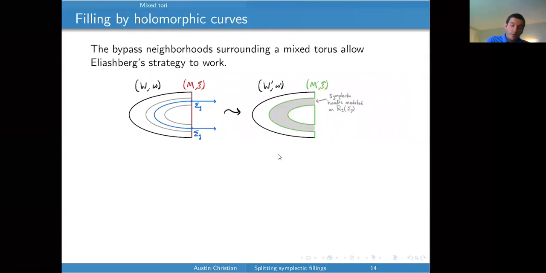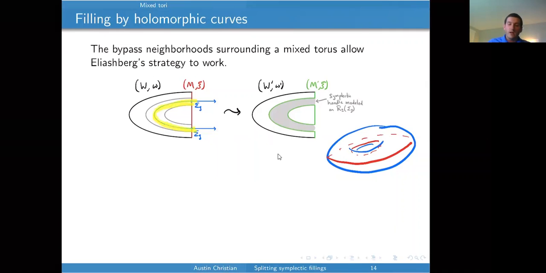Because now, when we attempt to run this filling argument, just as before, we can lift the two annuli that appear in our torus. So we have a mixed torus, so that means we have dividing curves which split our torus into two annuli. Each of these annuli on top and on bottom will lift to a holomorphic curve in the symplectization, and we want to analyze some one parameter family of holomorphic curves and hope that they sweep out a round one handle.